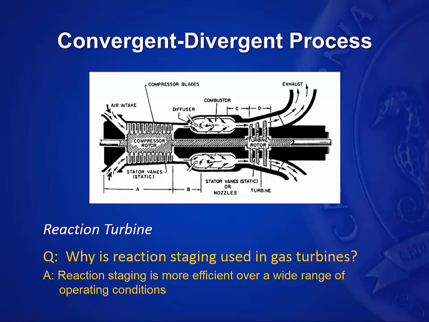So reaction staging is primarily used with gas turbines because it is the most efficient over a very wide range of operating conditions. Typically, steam turbines have a comparatively much narrower range of operating conditions. Gas turbines run over a very, very large RPM range. In fact, some of them can run up as much as 45,000 RPM. And so typically, gas turbines use reaction blading.